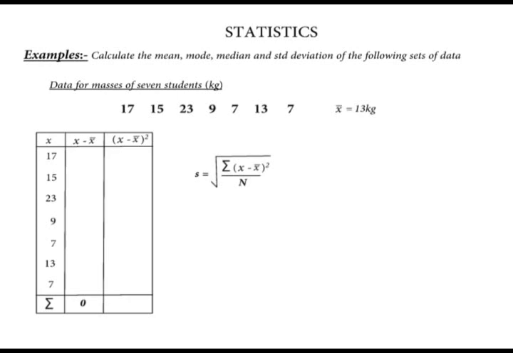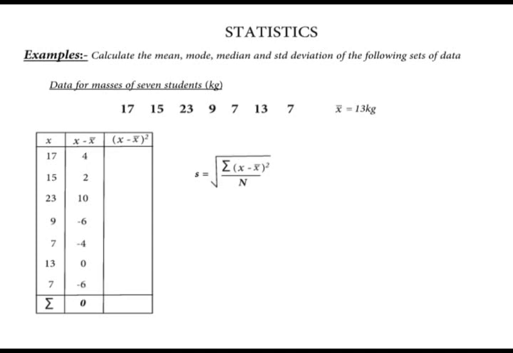The mean was 13. So 17 minus 13 is 4. 15 minus 13 is 2. 23 minus 13 is 10. 7 minus 13 is minus 6. 9 minus 13 is minus 4. 13 minus 13 is 0. And 7 minus 13 is minus 6.